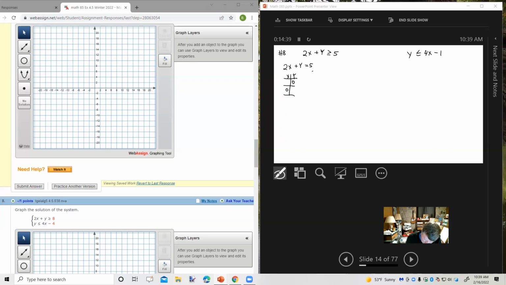If y is 0, 2x plus 0 equals 5. So 2x equals 5, dividing both sides by 2. X is 5/2. If x is 0, 2 times 0 plus y equals 5. So y equals 5. Now, 5/2 is exactly 2.5. So in this case, you could use 2.5 in your ordered pair, but only because it's an exact decimal and the improper fraction always works. So I'm just going to stick with that.